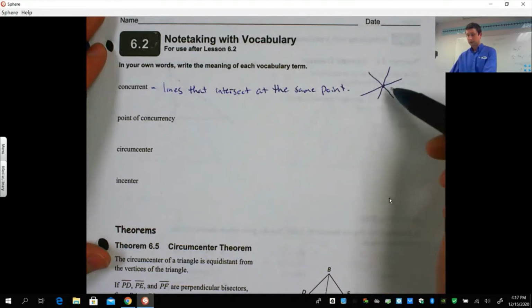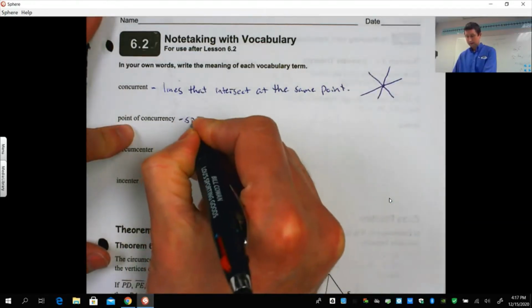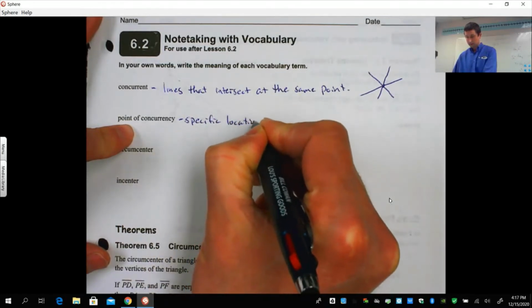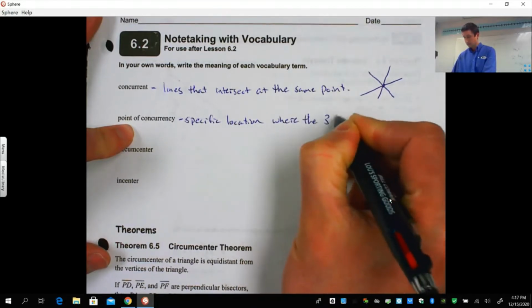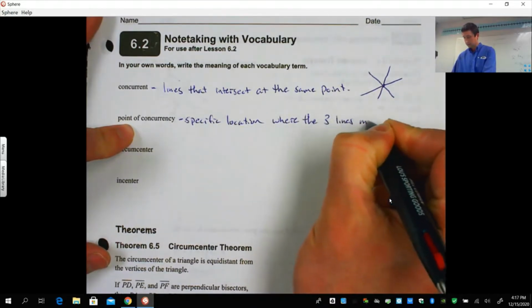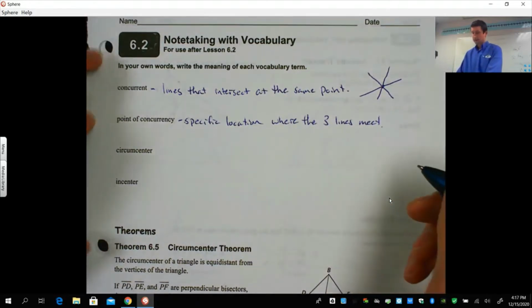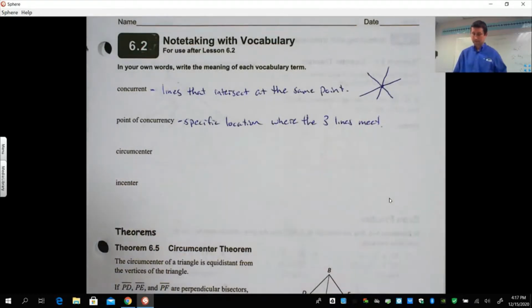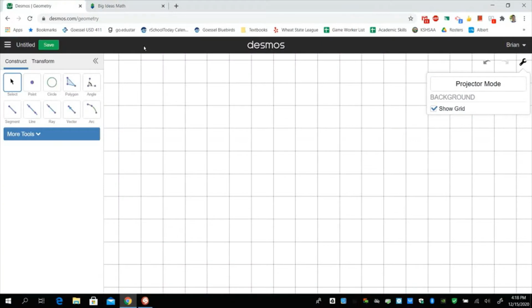These are concurrent lines. The point of concurrency, that is the specific location where the three lines meet. The specific location where the three lines meet. Okay, these next two here, the circumcenter and the incenter, we're going to come back to that in a little bit. Okay, so I'm going to switch over here to Desmos Geometry.